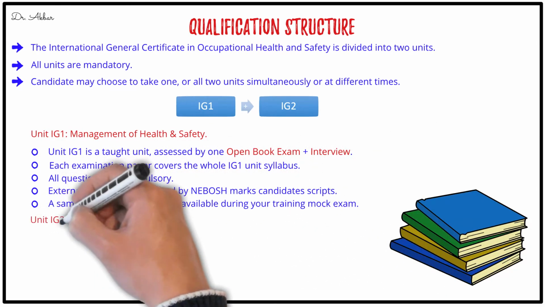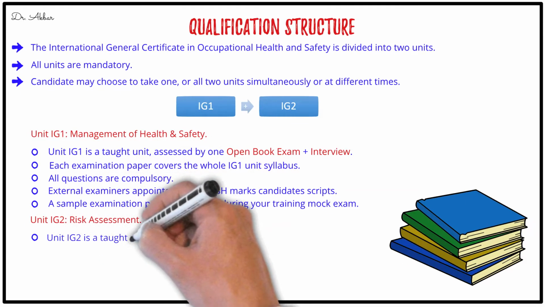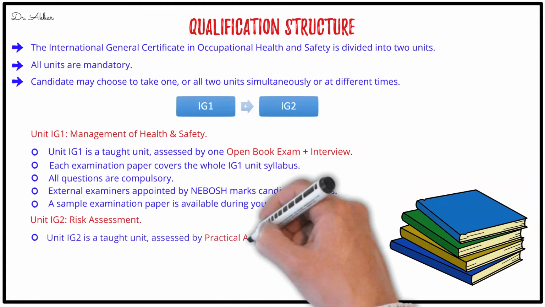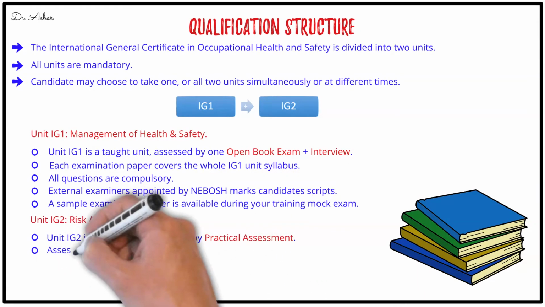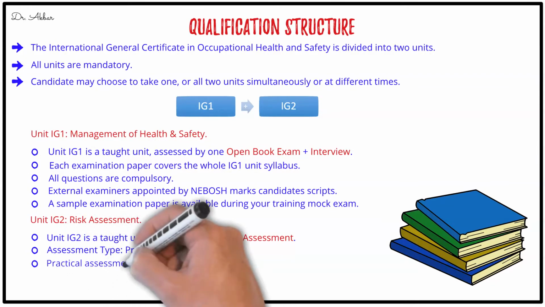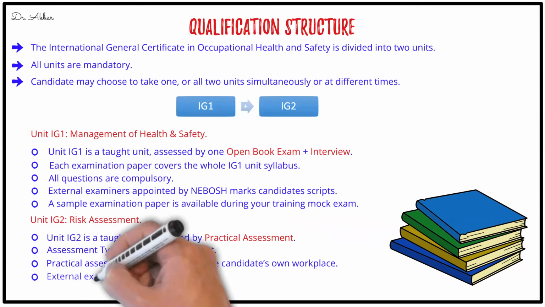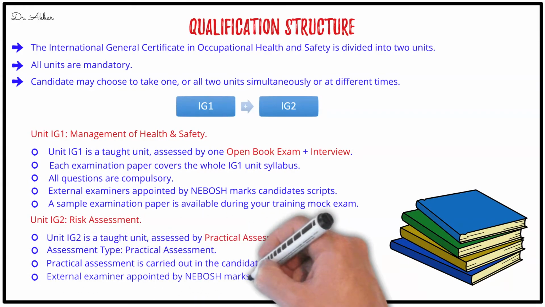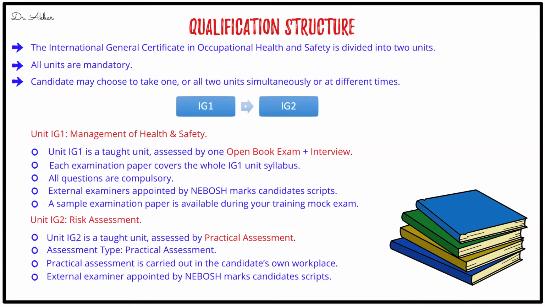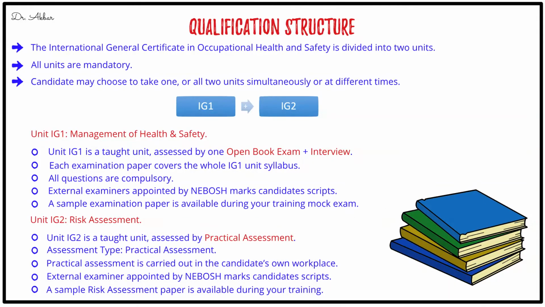Unit IG2, Risk Assessment. Unit IG2 is a taught unit, assessed by practical assessment. Assessment type, practical assessment. The practical assessment is carried out in the candidate's own workplace. External examiners appointed by NEBOSH mark candidates' scripts. A sample risk assessment paper is available during your training.